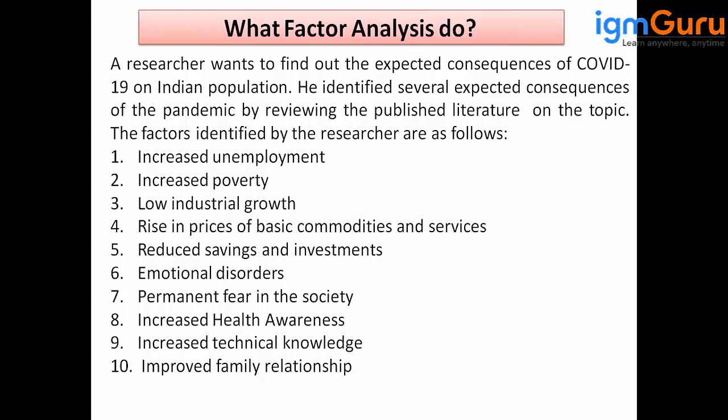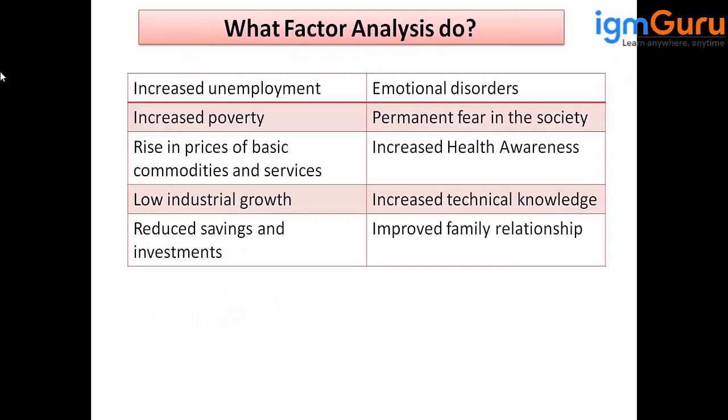This is the categorization I have made. In the first group, I have put increased unemployment, poverty, rise in prices, low industrial growth, and reduced savings and investment. And in the second group, I have taken emotional disorders, permanent fear, increased health awareness, increased technical knowledge, and improved family relationship. Now we have to name the 2 groups.